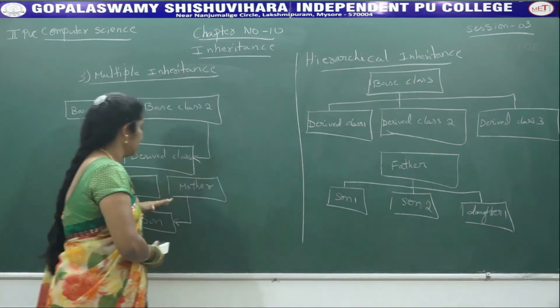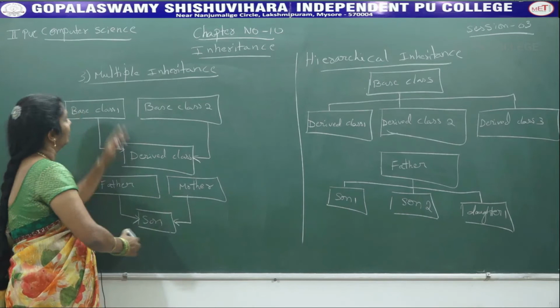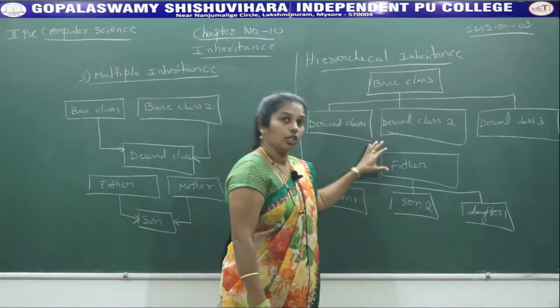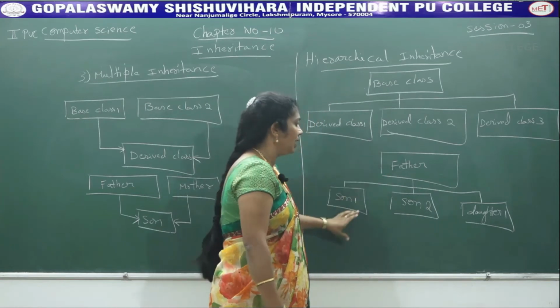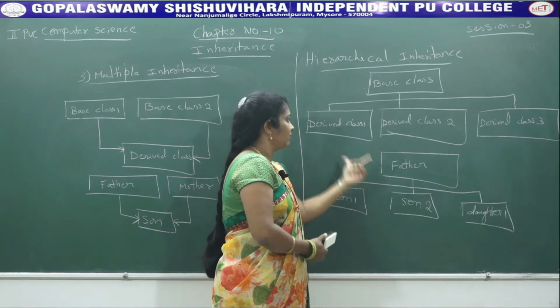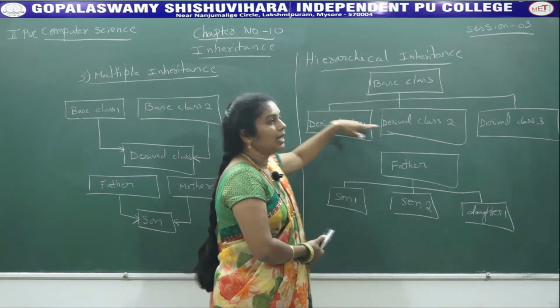What is the main difference here? In multiple inheritance, the son has the properties of both father and mother. When we come to hierarchical inheritance, only one base class is there. From that, multiple derived classes are there.